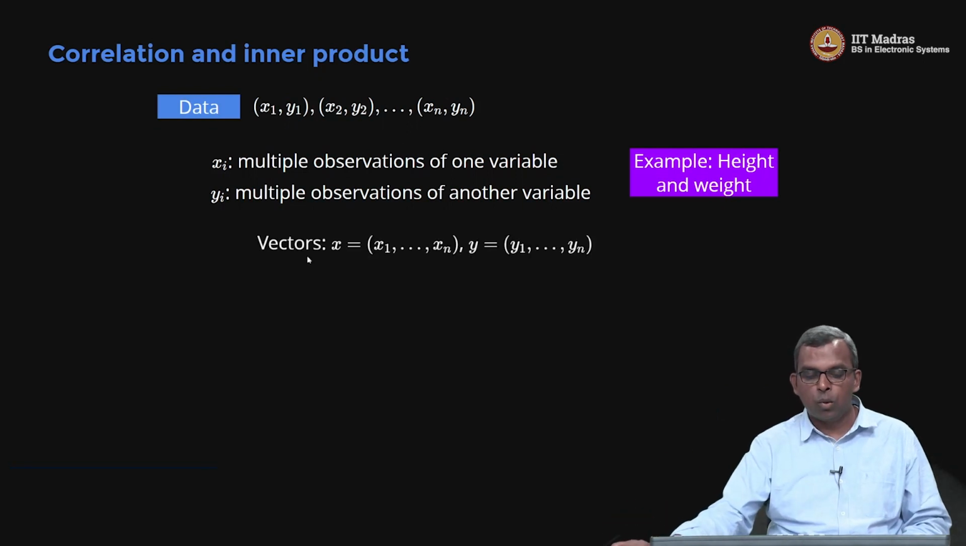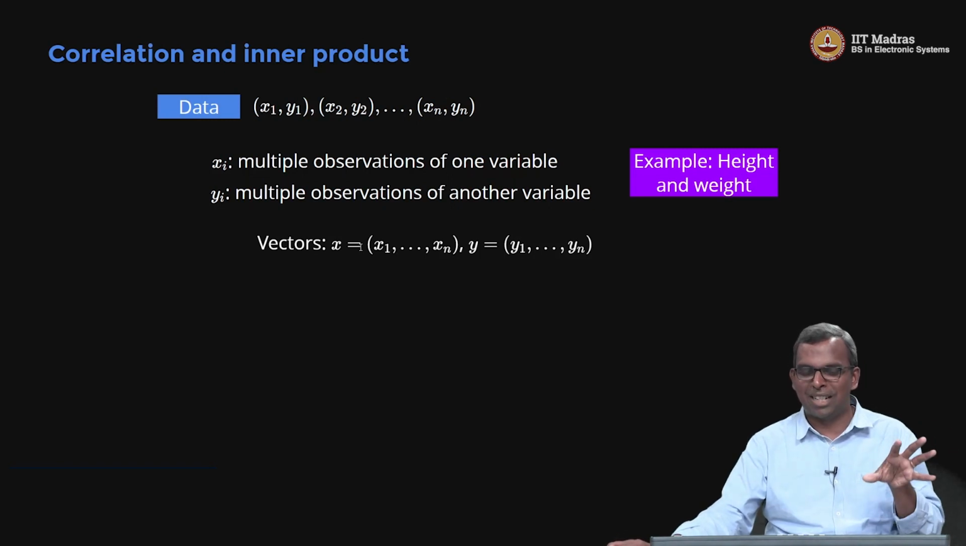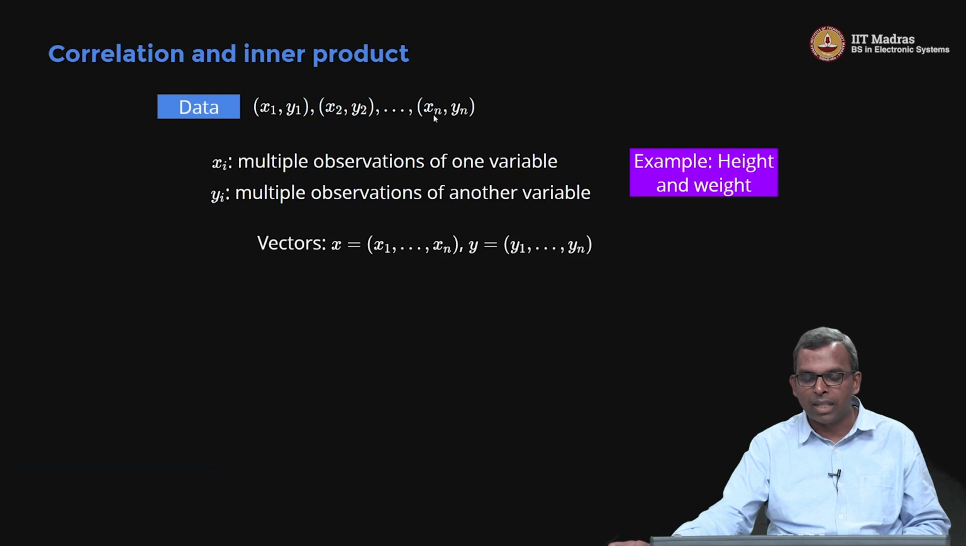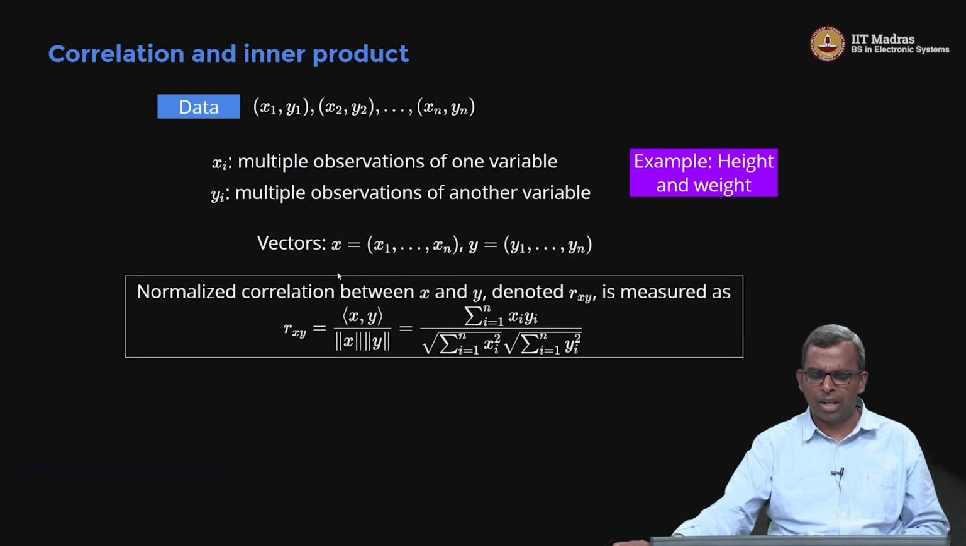What I can do is think of the xi's together as a vector x. This is where the linear algebra part slowly enters the picture, right? All the xi's together I am thinking of as a vector x. All the yi's together I am thinking of as a vector y. Now I know the inner product between x and y tells you something about the correlation. When you do the inner product between x and y, it tells you what part of y is along x, right? And there is a precise way in which you can do it.